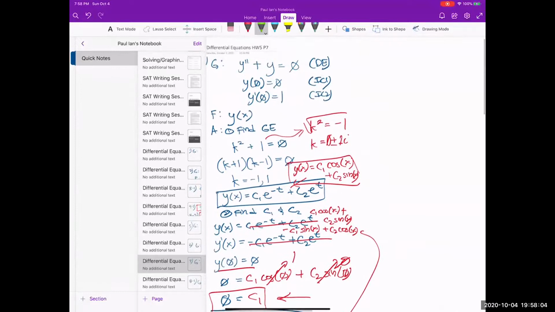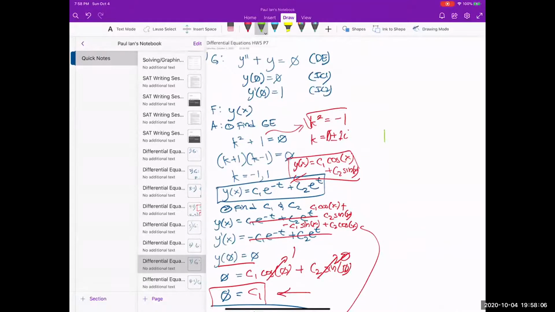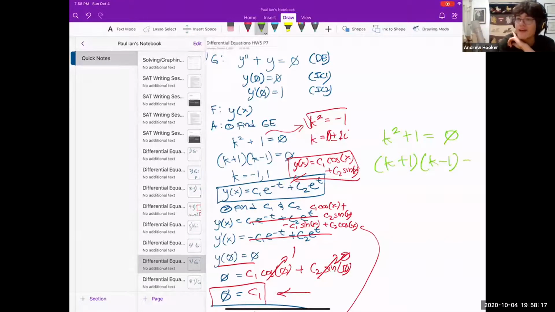Man, when you're tired, I thought you could do this. This is very basic, k squared plus 1 equals 0. It's k plus 1, k minus 1. Yeah, the imaginaries get you.